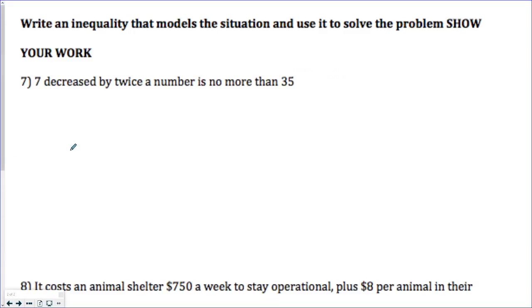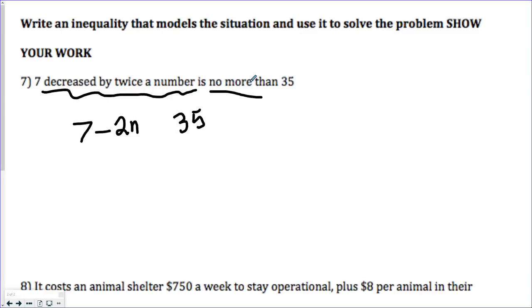On the back, we have a few word problems. The first one is sort of straightforward. 7 decreased by twice a number is no more than 35. So let's write that out here. 7 decreased by twice a number, so we'll say 2n, is no more than 35. So this is no more than 35.